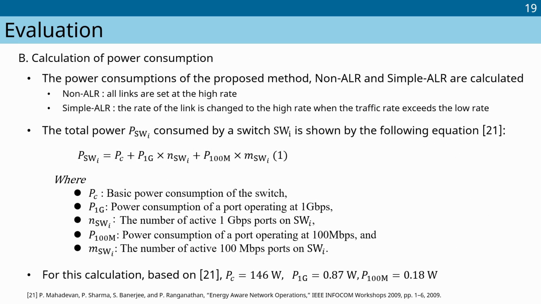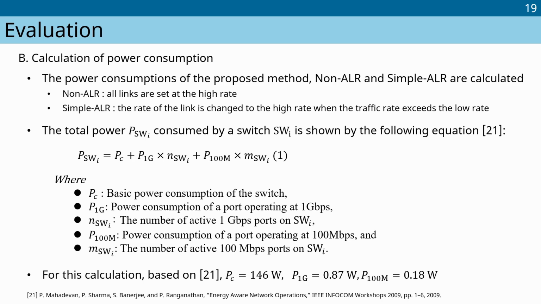Next, to evaluate the power consumption, the power consumptions of the proposed method, non-ALR and simple ALR are calculated. In non-ALR, all links are always set at a high rate. In simple ALR, all links are normally set at a low rate, but the rate of the shortest path is changed to the high rate when the total traffic rate exceeds the low rate. In both cases, no traffic is split.